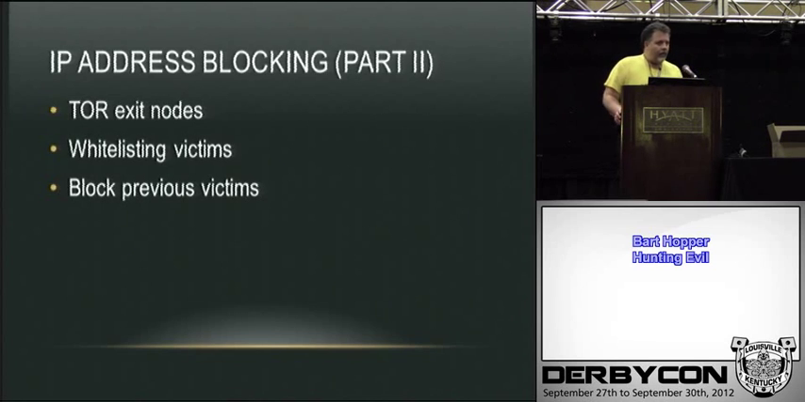The attackers are increasingly looking for Tor exit nodes. The newest version of the BLACKHOLE exploit kit allows you to block delivery to Tor exit nodes. If they're looking for a specific victim, they may whitelist your IP address or your IP range. They may also block previous victims to keep from having problems or to avoid analysis.